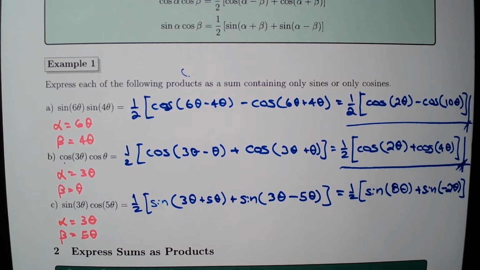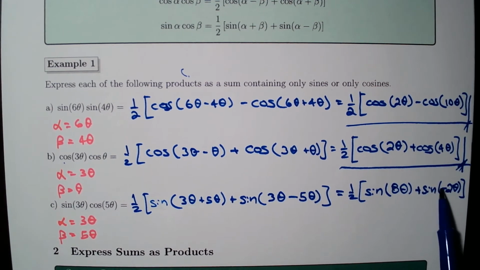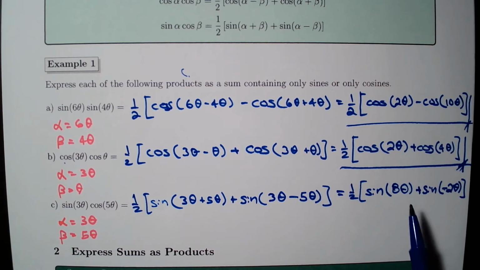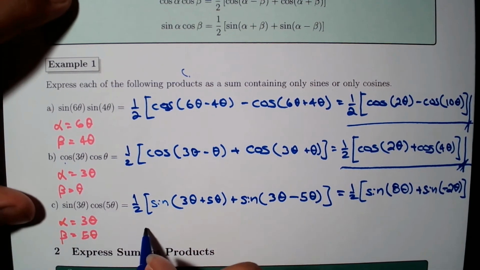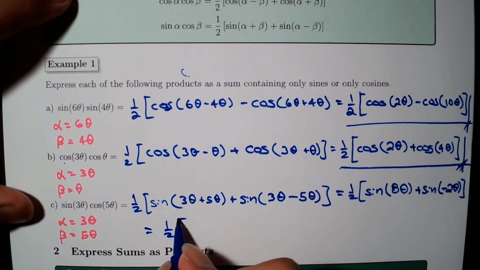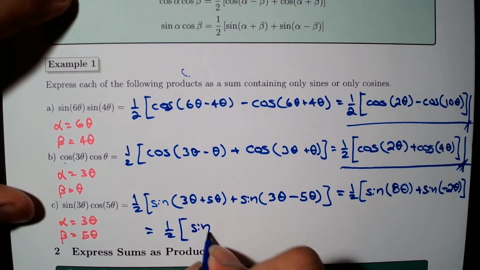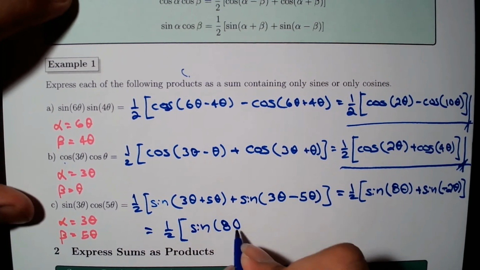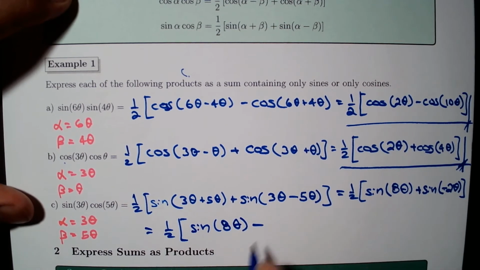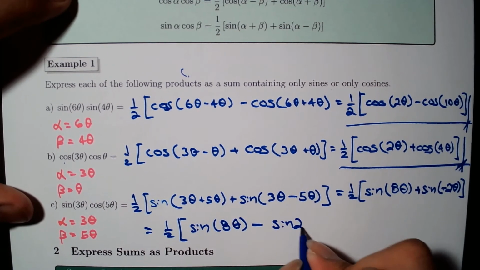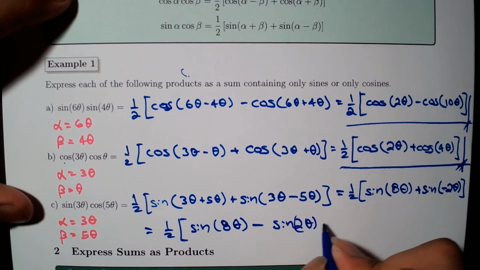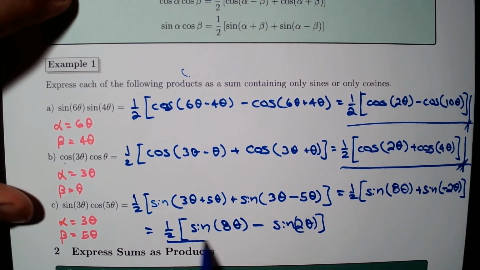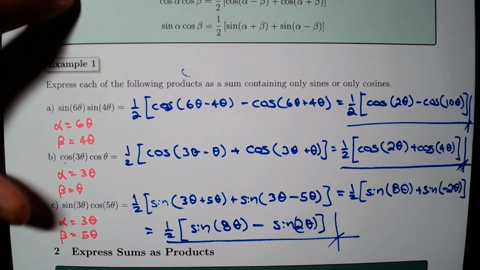In this case, keep in mind that sine is an odd function, so the negative goes in the front. So this ultimately will be 1/2 sine of 8 theta, but minus, in this case, sine 2 theta. And that's about it.